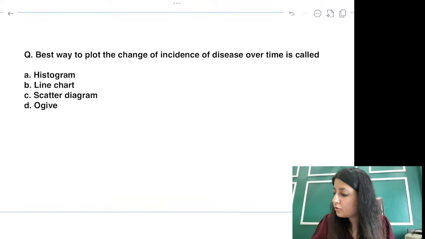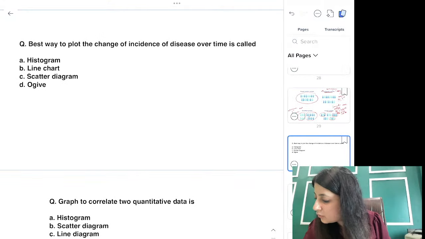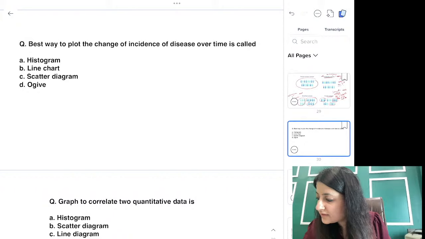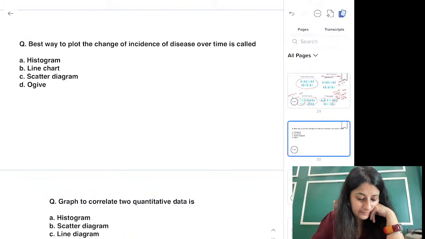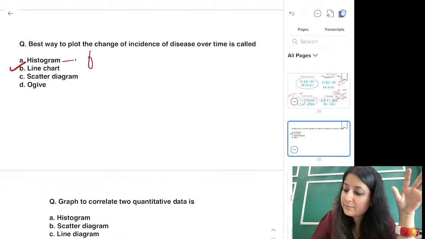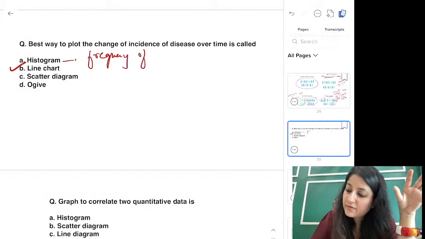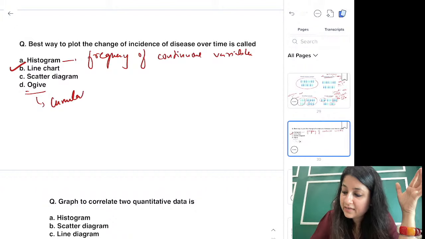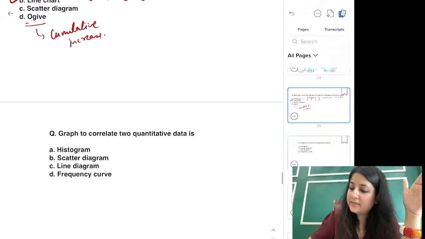Best way to plot the change of incidence of disease over time is called. What is the answer to this? What is your answer over here? Very good. This is line chart. ठीक है, incidence of disease. हिस्टोग्राम क्या बताता है? Histogram बताता है frequency of continuous variables, quantitative variables की frequency. Ogive, constant increase. Ogive बताता है cumulative increase. There is no dip. ठीक है, but look at this.